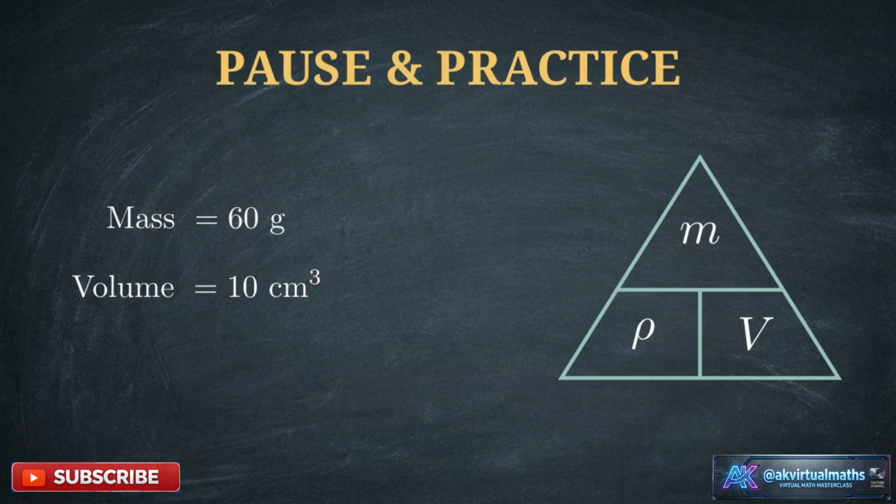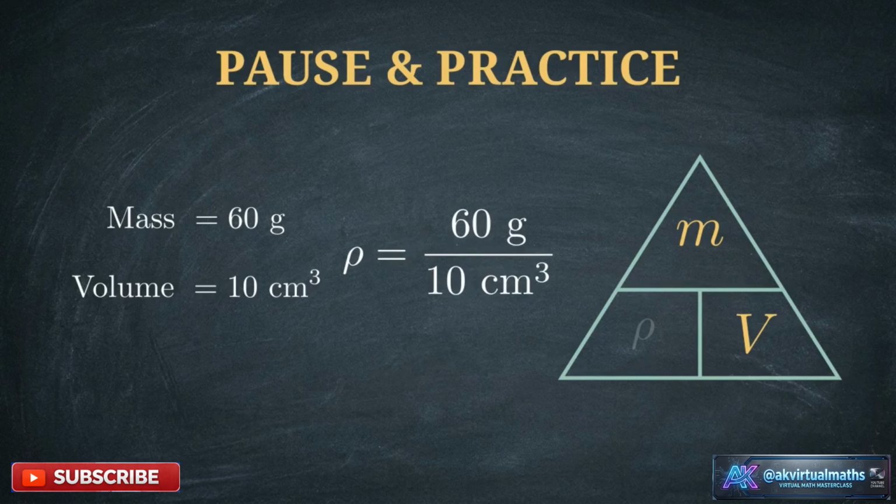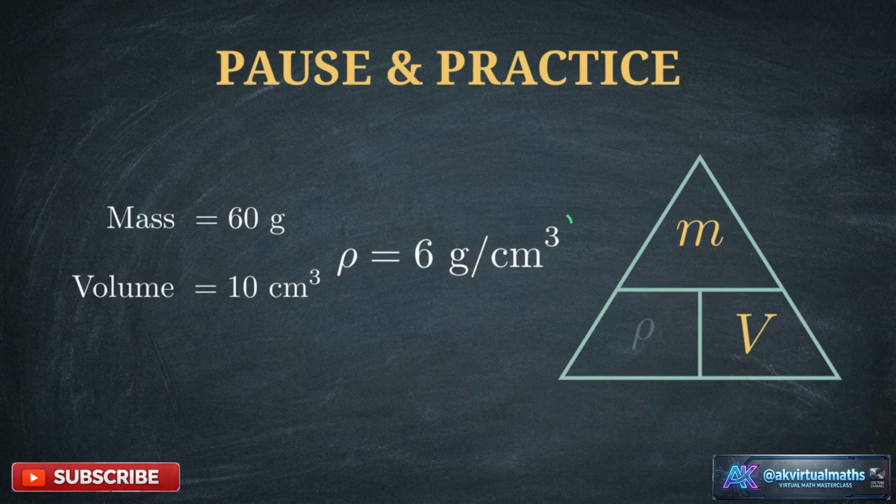Pause the video. Use our formula triangle to calculate the density of this rock, using the mass and volume shown on screen. Mass over volume. 60 grams divided by 10 cubic centimeters gives this rock a density of 6 grams per cubic centimeter.